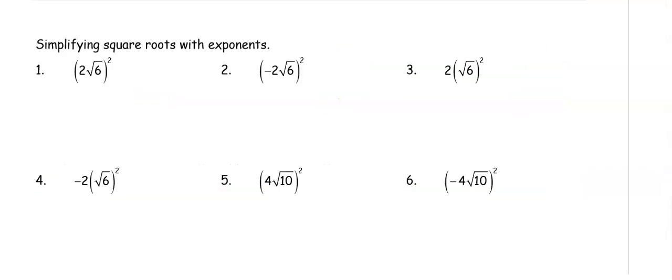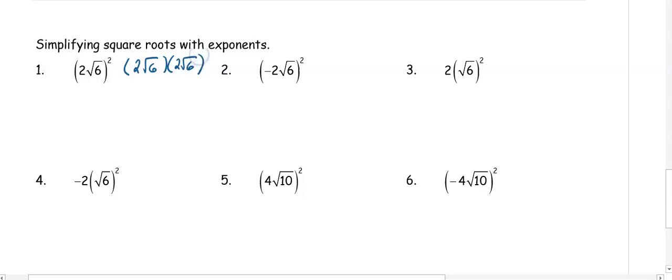So when we are simplifying square roots with exponents, whatever's in the parenthesis, because it's squared, we're going to rewrite that twice. So in this case, we would have 2 root 6 times 2 root 6. Then we're going to multiply the outsides and the insides together. So the outsides, 2 times 2 is 4. The inside, 6 times 6 is 36. Now, 36 is a perfect square, so we have 4 times 6, which is 24.